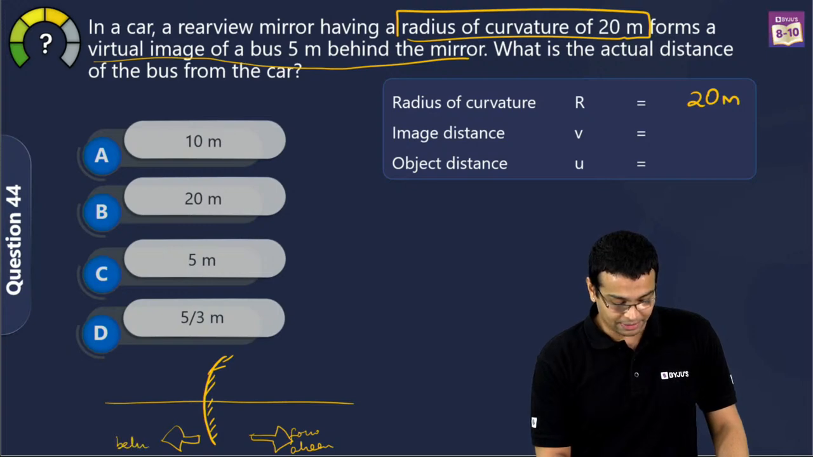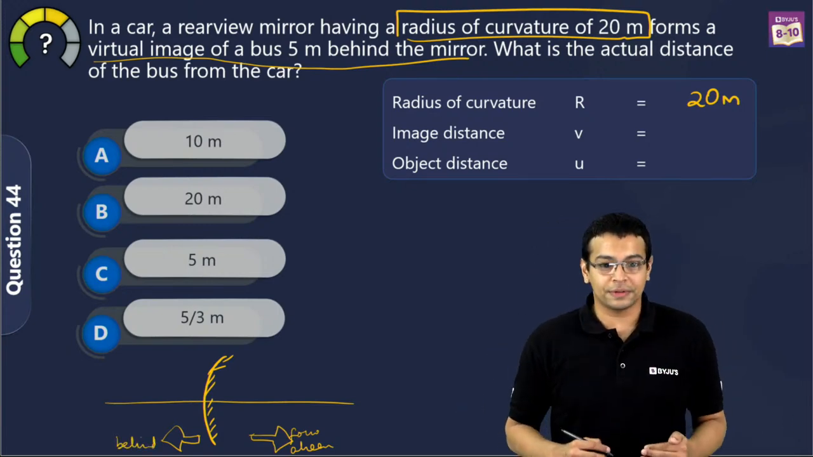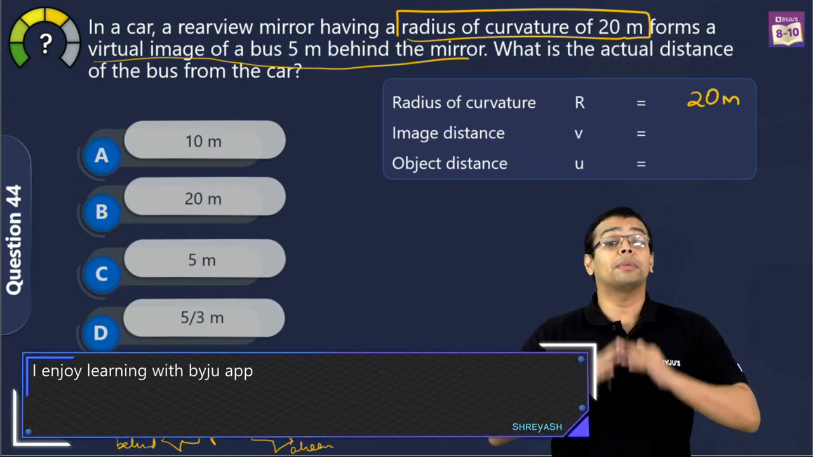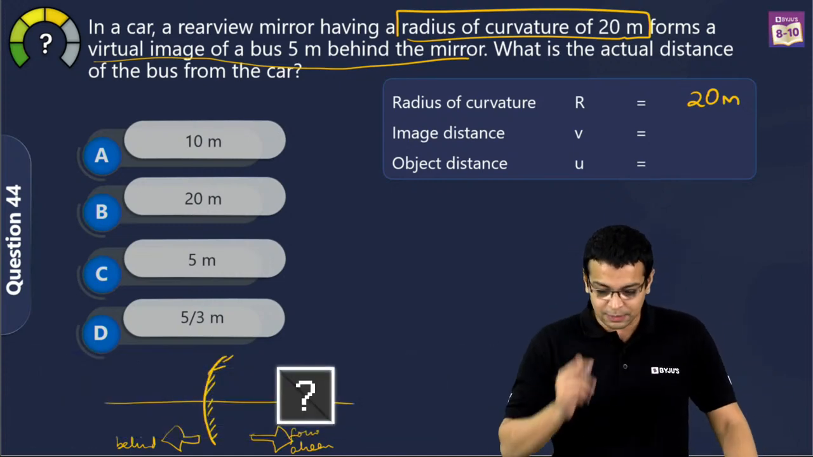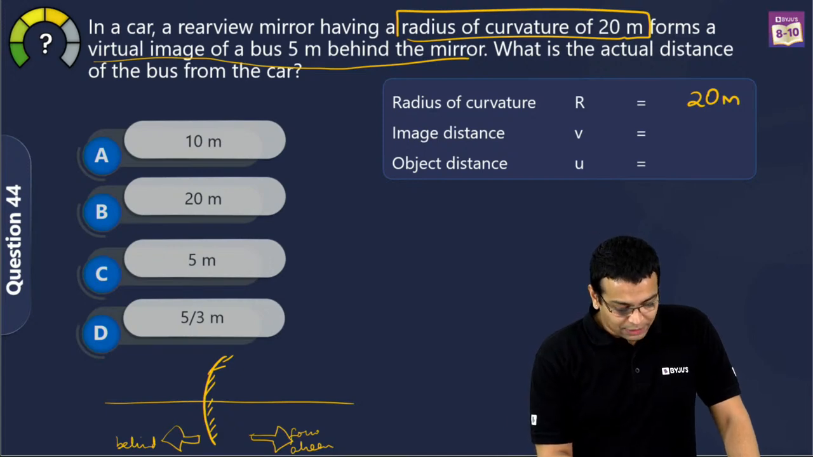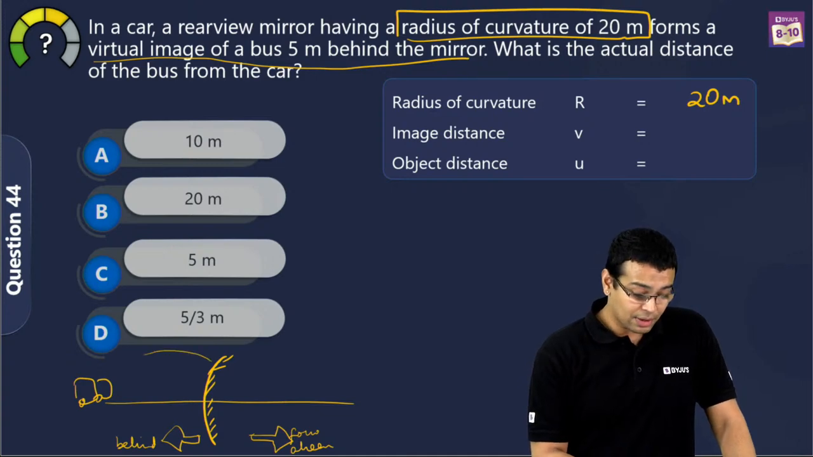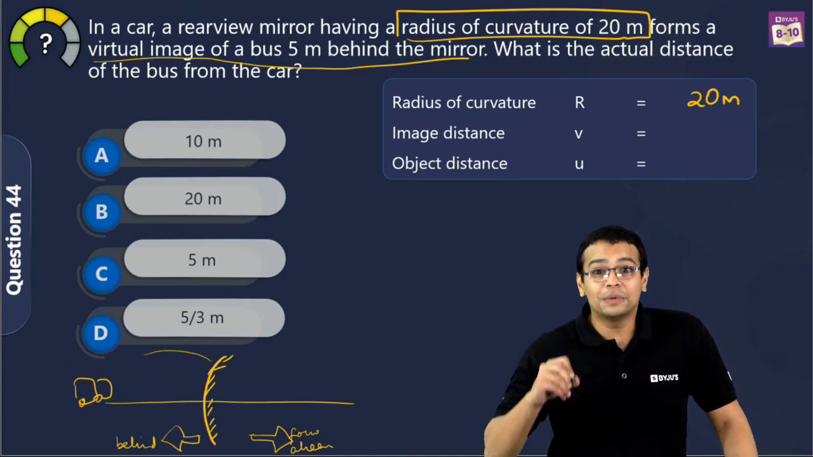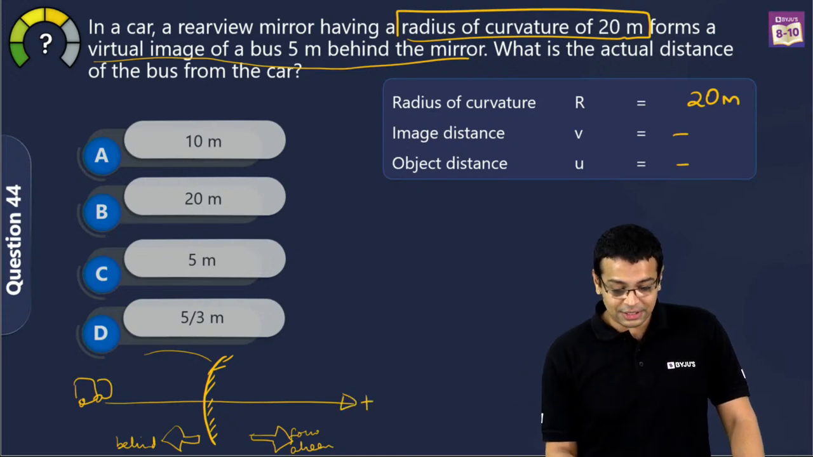This is behind. I know it's time. I know there's quite a few of you who are thinking about how to solve for physics. Please be with me. Please call your friends as well, because these are little tricky intricacies that you want to explore. Now, if the object was here, which is basically our bus, image also is behind the mirror, which means object and image are both negative, because remember, this side is positive side.